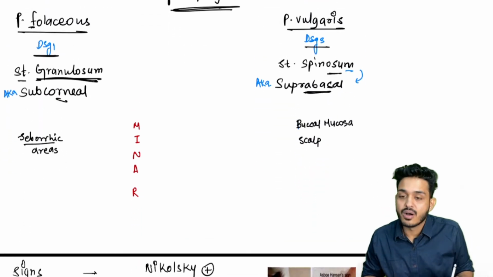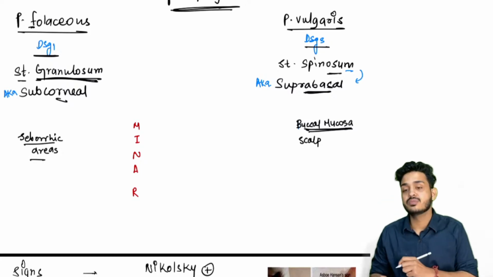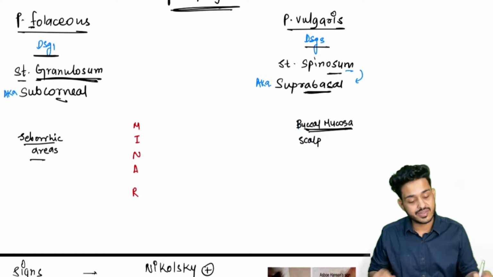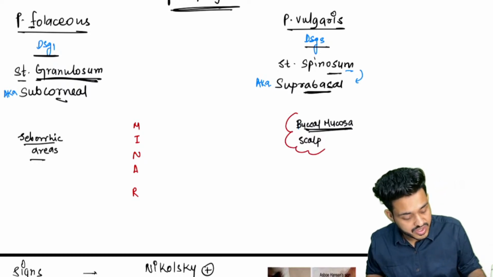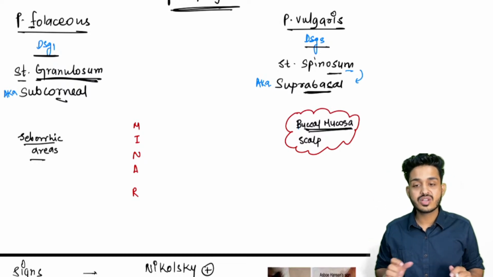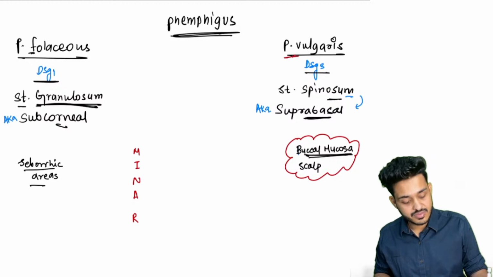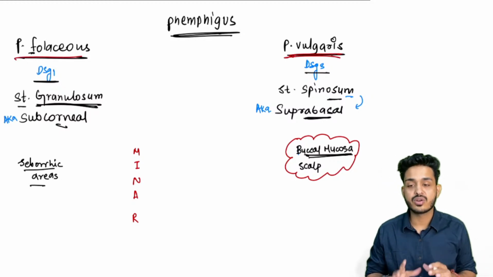Foliaceous will be presenting in the seborrheic areas, whereas vulgaris can include buccal mucosa. This is a very important differentiating feature that you should remember, because buccal mucosa will be affected in pemphigus vulgaris only. In pemphigus foliaceous, buccal mucosa will not be affected.